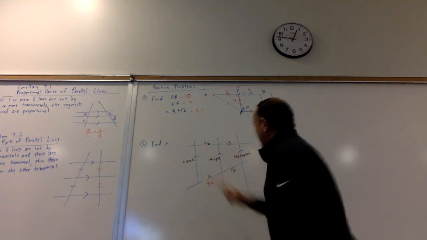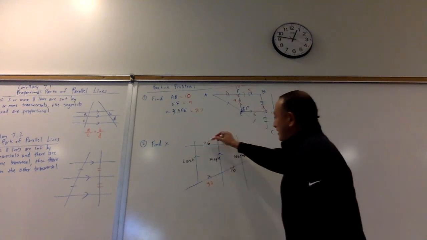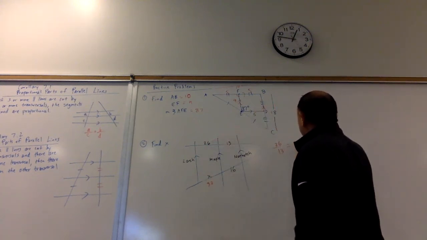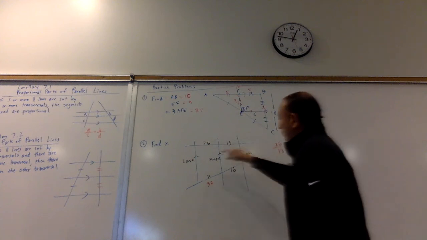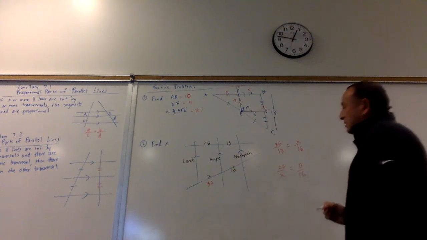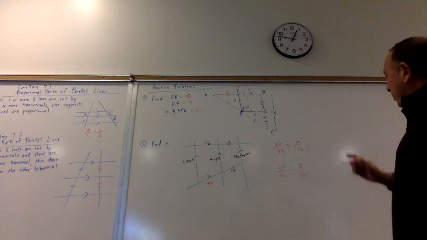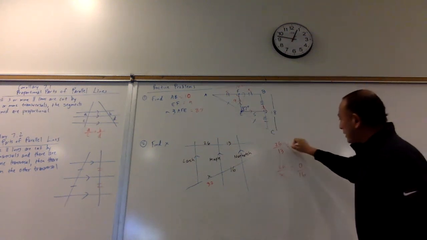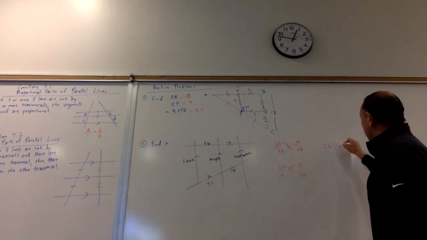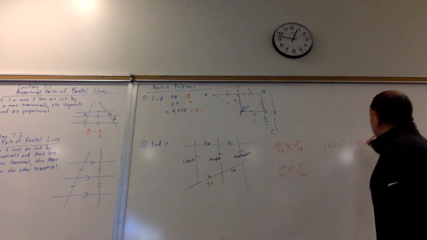Or if you want to set it as a proportion, you can either go 26 over 13 equals x over 16, or 26 over x equals 13 over 16. Just be consistent in how you set up your proportion. So both of these are going to work. You'll see you're going to get the same cross product. Either way, you're going to get 26 times 16 equals 13 times x. Work that out.